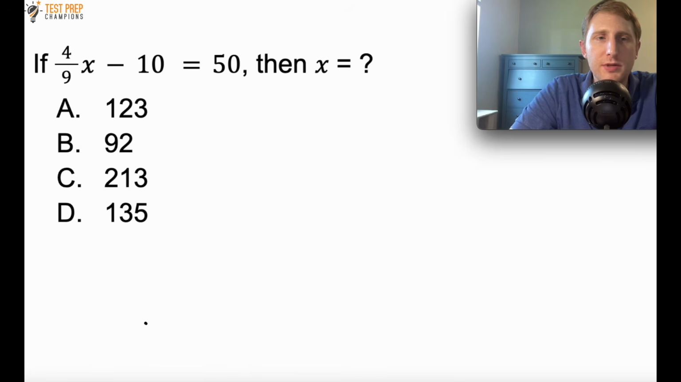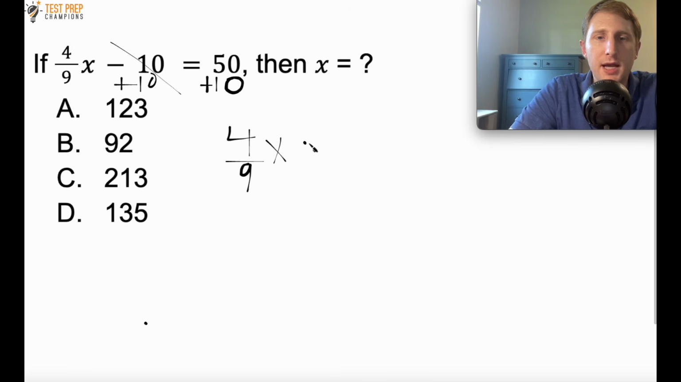Okay, so let's go over this question now. And I want to start by dealing with what's not with the x. So the 4 over 9x, I'm just going to ignore that for the time being. And I see that I've got minus 10 here. So I'm going to do plus 10, and that's going to cancel this out. But whatever I do to one side, I also have to do to the other side. So I'm also going to do 50 plus 10. So let me pull the 4 over 9x along for the ride. And as I rewrite this, I'll have 4 over 9x equals 60.